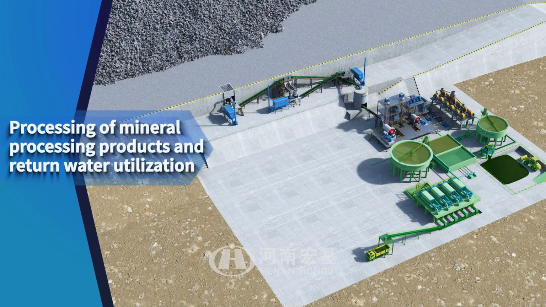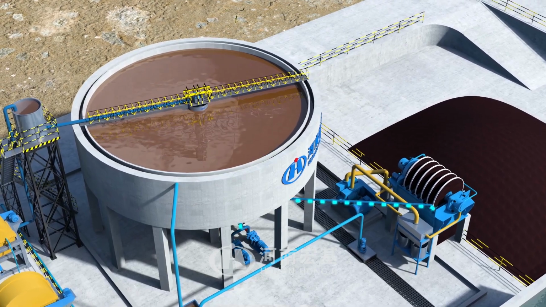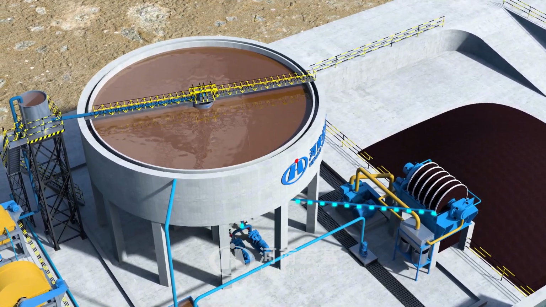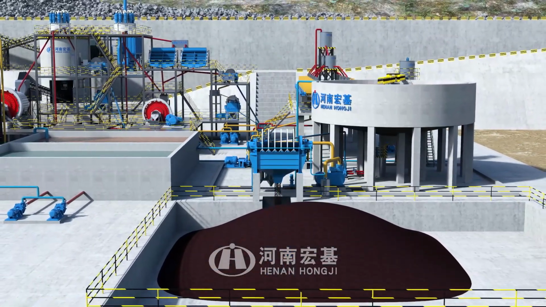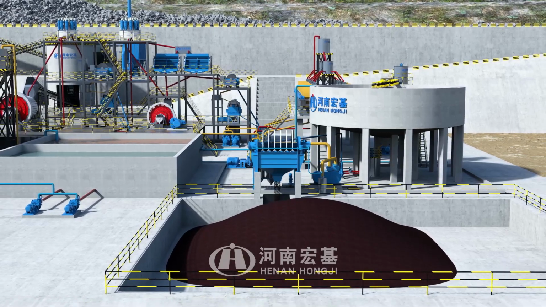Processing of mineral processing products and return water utilization. After the bottom flow of the thickener is stirred, it is pumped into the vacuum disc filter, and the filter cake is sent to the iron fine powder warehouse via a conveyor belt.